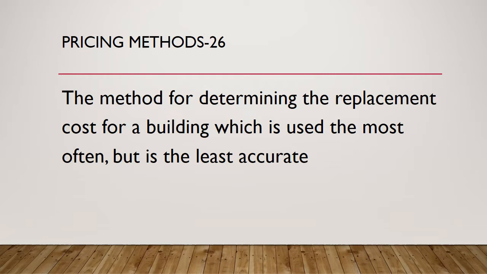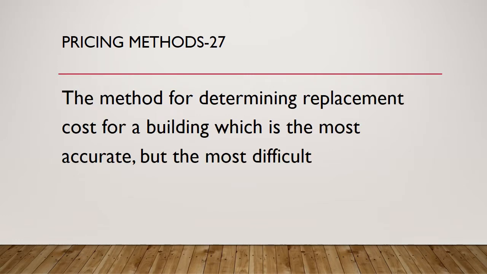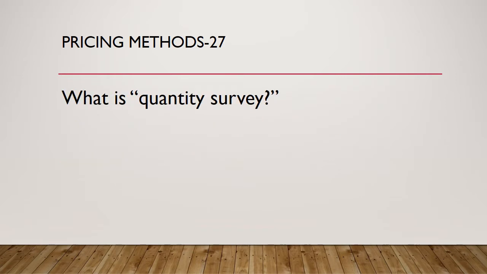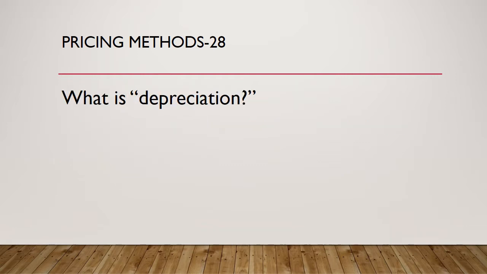Question 26. The method for determining the replacement cost of a building, which is used most often but is the least accurate. What is square foot? Question 27. The method for determining replacement costs of a building, which is the most accurate but the most difficult. What is quantity survey? Question 28. Physical deterioration, functional obsolescence, and economic obsolescence are all types of this. What is depreciation?